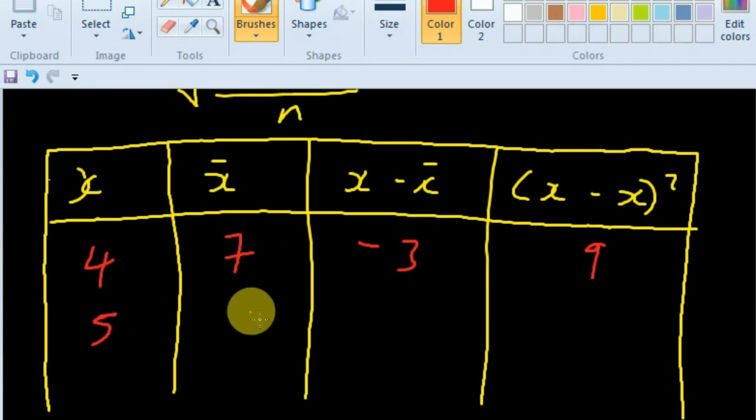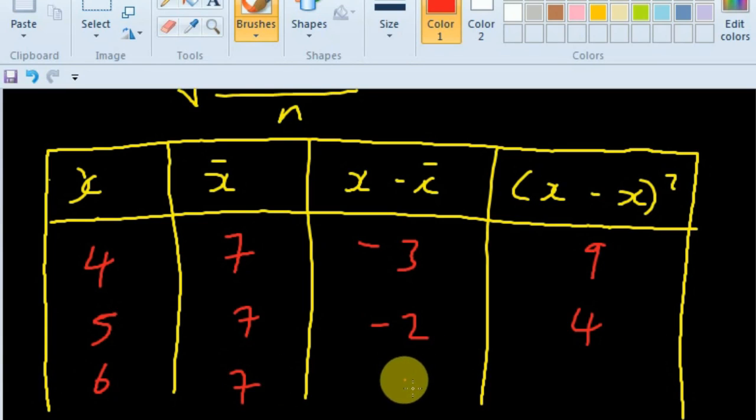We have 5, then our mean there is 7. 5 minus 7, the answer is -2. -2 squared, that's 4. Then we have 6. Our mean is 7. 6 minus 7 there is -1. Then -1 squared, that's 1.